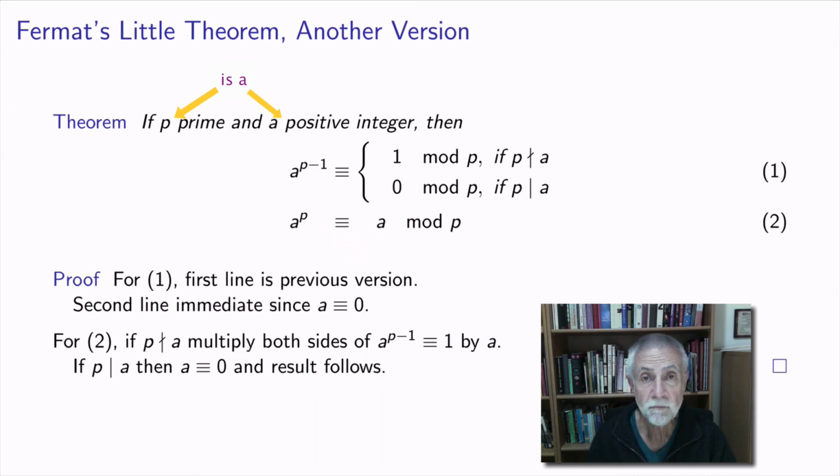It also follows that a to the p will be congruent to a. So again, if p does not divide a, then from here we multiply both sides by a, and we get a to the p is congruent to a. And on the other hand, if p does divide a, then both sides are congruent to 0 and hence congruent to one another.